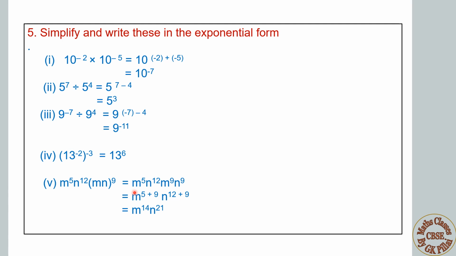Now what we will do, we will multiply m to the power of 5 into m to the power of 9. That will be m to the power of 5 plus 9. The next one, n to the power of 12 plus 9. That will be 21. So your answer will be m to the power of 14, n to the power of 21.